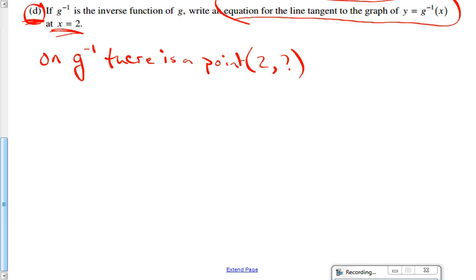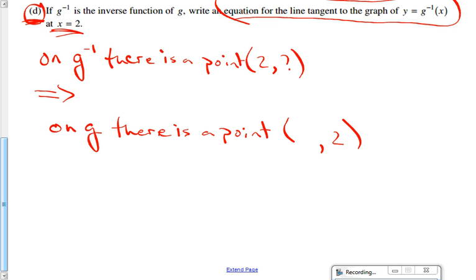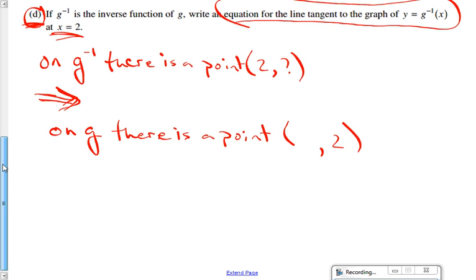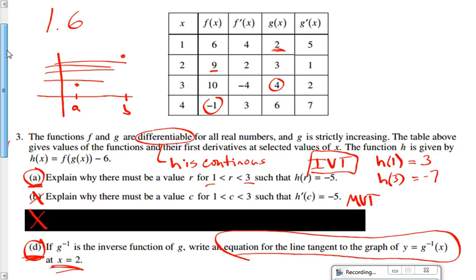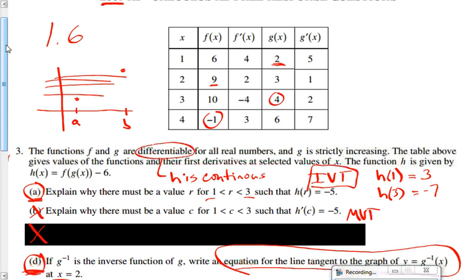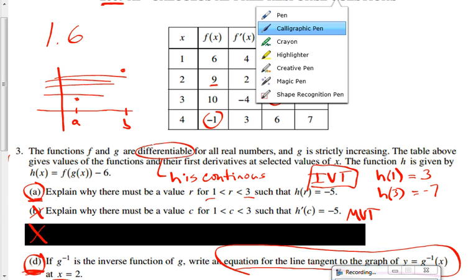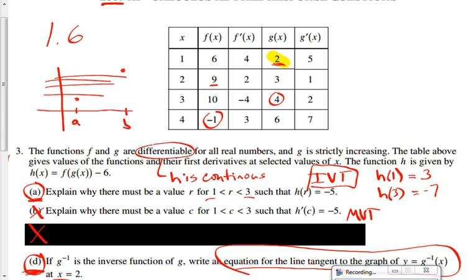So if this is true, the implication is that on G, there is a point something, 2. And so let's find this point. On G, there's a point where the y-coordinate is 2. Go to G and find a y-coordinate of 2. Do you see it? Should I highlight it for you? It's right here. There's a y-coordinate of 2 on G, right?